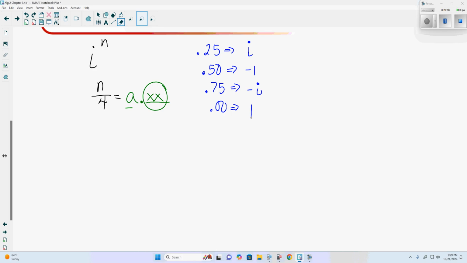So we did the whole powers multiplying out mainly just to see that the pattern repeats. So we take the power and divide by 4. If the decimal is 0.25, it reduces to i. If the decimal is 0.50 or 0.5, it's negative 1. 0.75 gives us negative i. And 0.00 gives us 1.